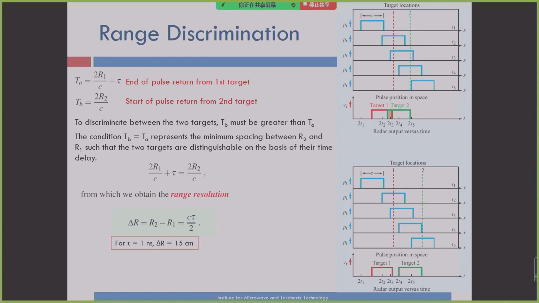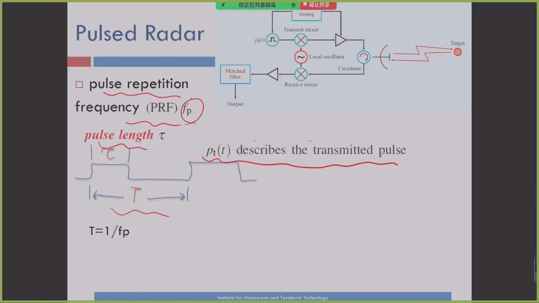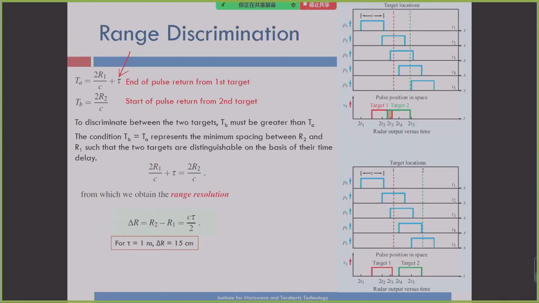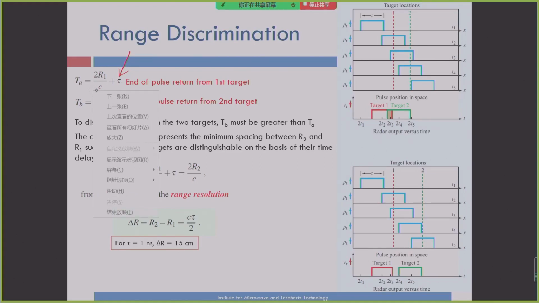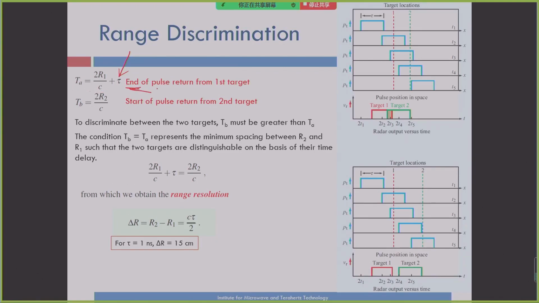The same thing, if we define the target line of the radar system as R1. So the end is the end of the pulse. We send from the first target here. But the start of the pulse returns from the second target, there's no overlap, right? Because it's related to the start of the pulse return.